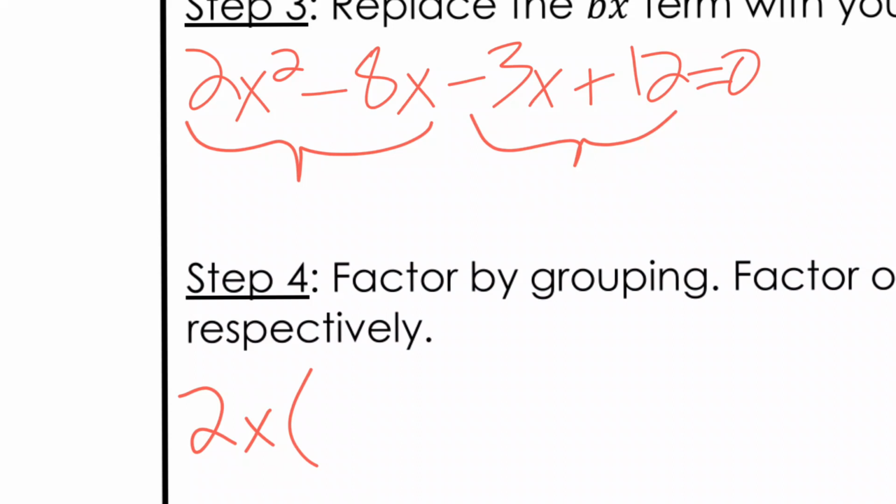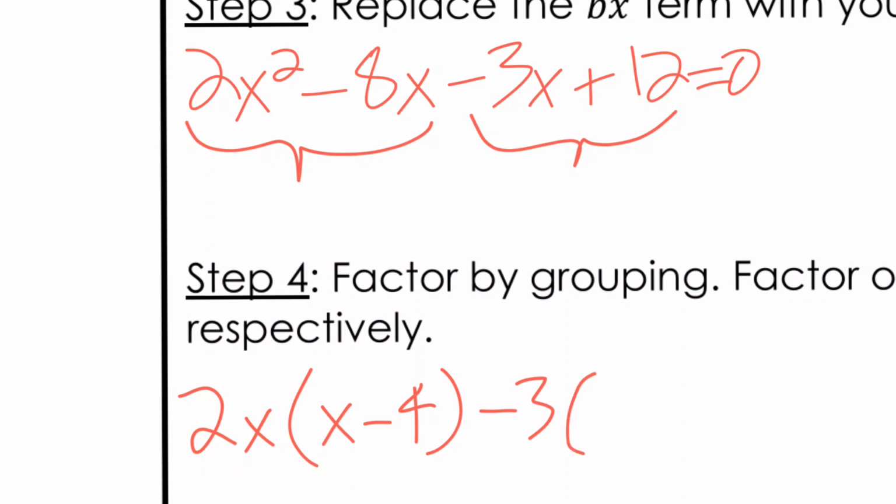I'm going to factor out a 2x from those two terms. 2x squared divided by 2x is simply x because the 2's cancel, and x squared divided by x is x. Minus 8x divided by 2x, those x's would cancel, creating a minus 4. Then I look at the second pair of terms, minus 3x plus 12. If that third term is negative, you're just about always going to factor out a negative from it. I see that they're both divisible by 3, and because that third term is negative, I'm going to divide them by a negative 3.